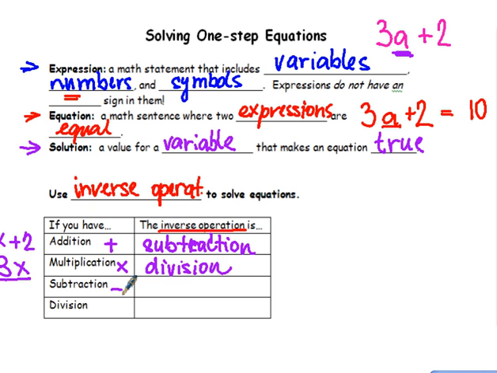When we have subtraction, we have b minus 4. When we have subtraction, we will undo it by adding. Addition. And when we have division, for example, j divided by 7, we will undo it by multiplying. Multiplication.